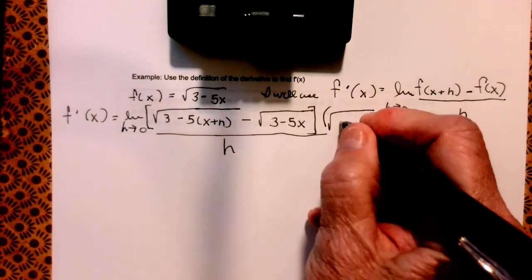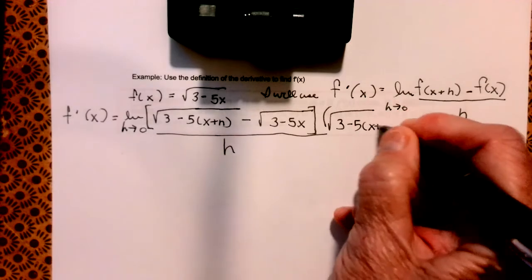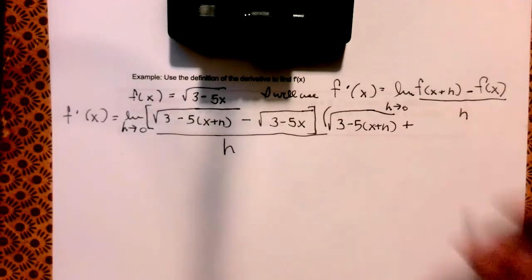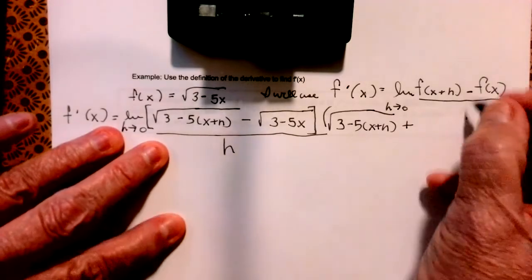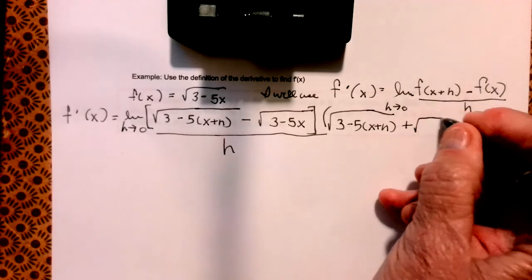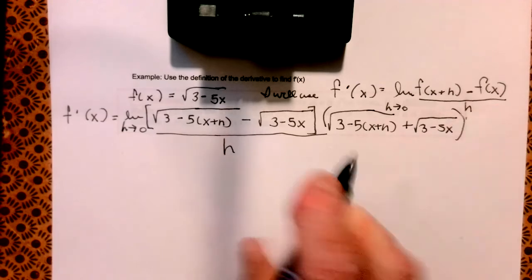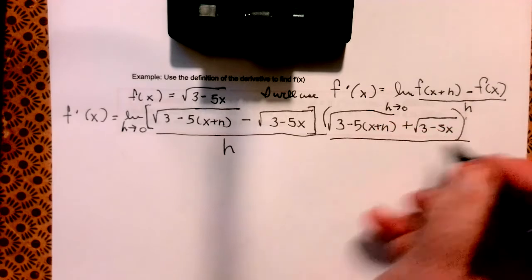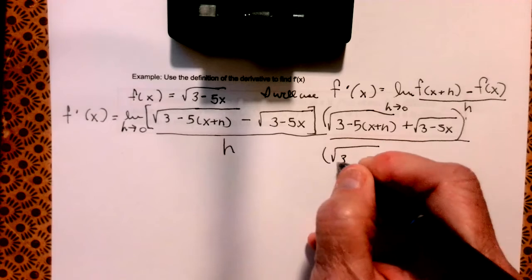So we've got the square root of 3 minus 5 times x plus h. And then the conjugate would have a plus sign right here, and everything else is going to be the same. I'm going to move that h up just a little bit. And then I'm going to be multiplying by plus the square root of 3 minus 5x. Because remember, when we do this, something special is going to happen. But also remember that whatever you multiply in the numerator, you have to also multiply by the same thing in the denominator.